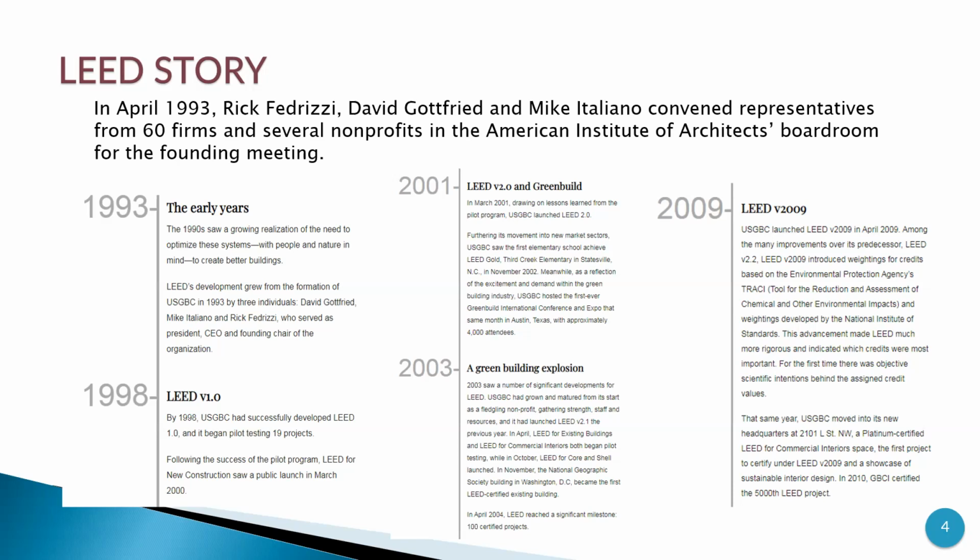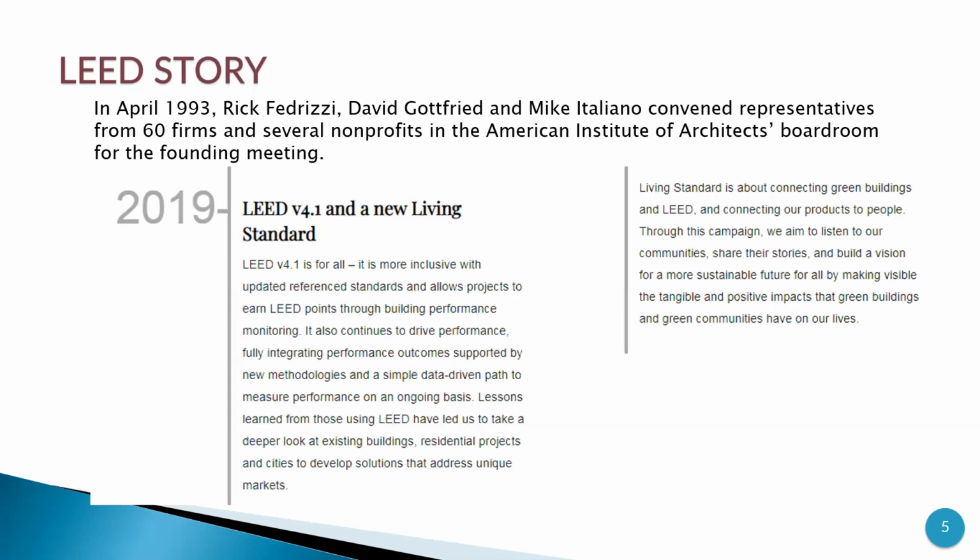Then in 2009, version 2009 is the rating system that was developed. In 2014, version 4 came into existence. In 2019, version 4.1 came into existence. But now this is in execution mode. Coming to the examination point, we are still in LEED version 4 only. But buildings can apply for 4.1.